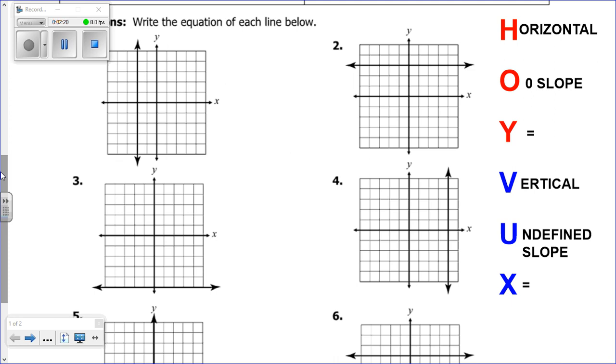So if we look at example 1, this is an example of a vertical line. It crosses the x-axis, so we know it has to be x equals, and the x-intercept would be -2. So the equation of that line is x equals -2. Number 2 is an example of a horizontal line. So we know that's a y equals, and where does it cross the y-axis? At +3. So the equation of the line is y equals 3.